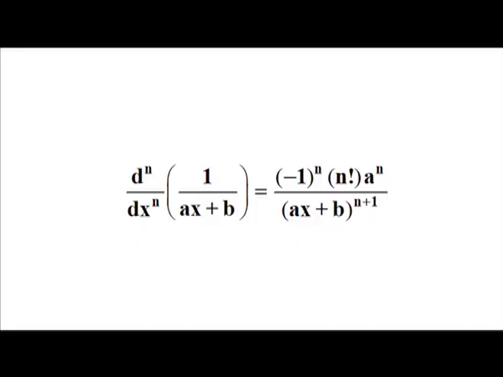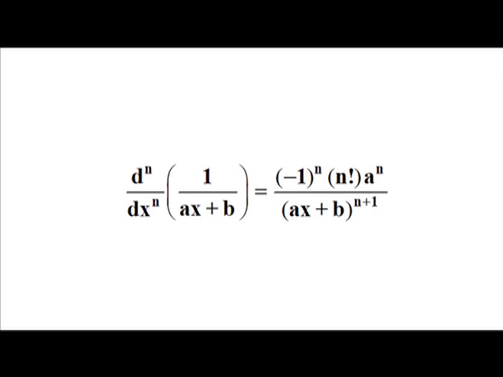If m is equal to minus 1, we have the particular result. The nth derivative of 1 by (ax plus b) equals minus 1 power n into n factorial into a power n, all divided by (ax plus b) all power n plus 1.